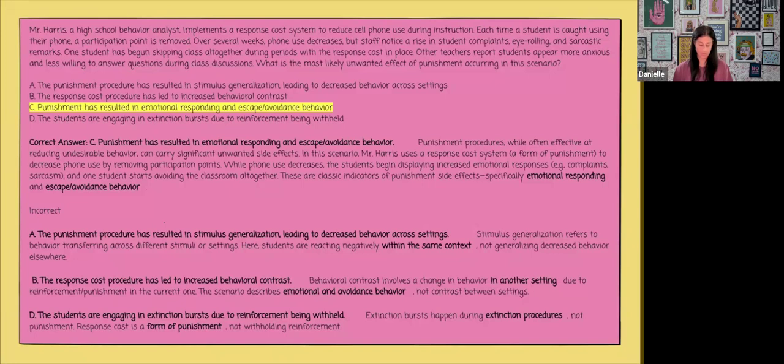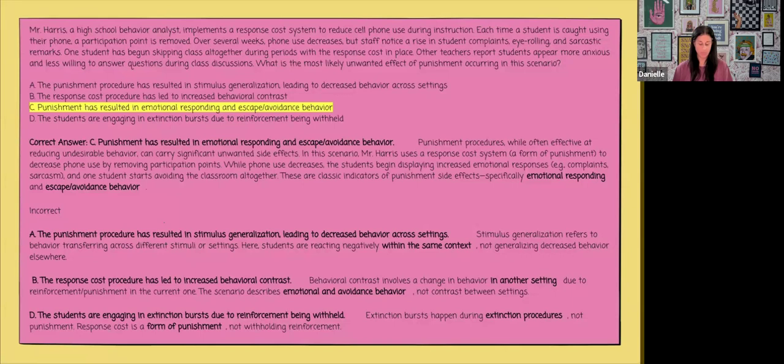The others are incorrect. So A is incorrect. Punishment procedures has resulted in stimulus generalization, leading to a decrease in behavior across settings. Stimulus generalization refers to behavior transferring across different stimuli or settings. Here, students are reacting negatively within the context, not generalizing decreased behavior elsewhere.